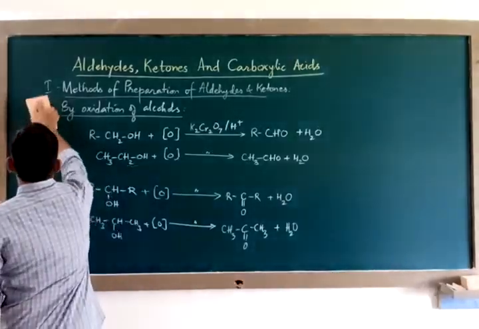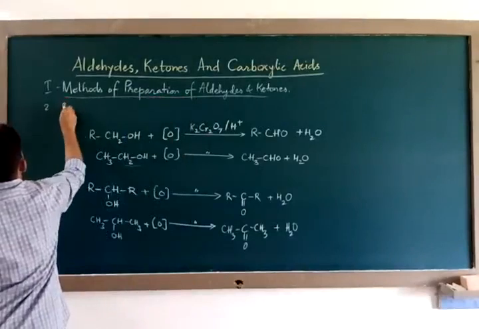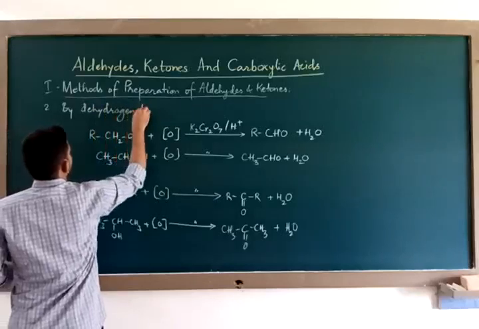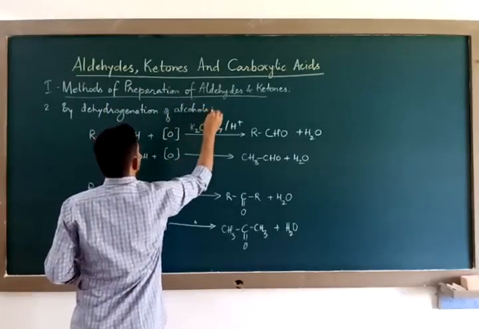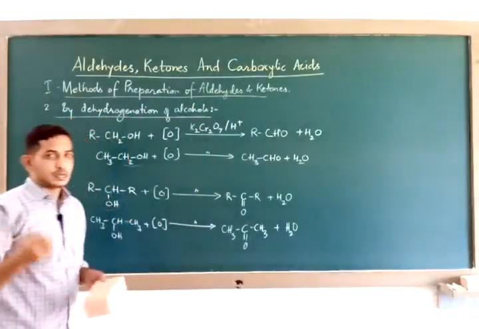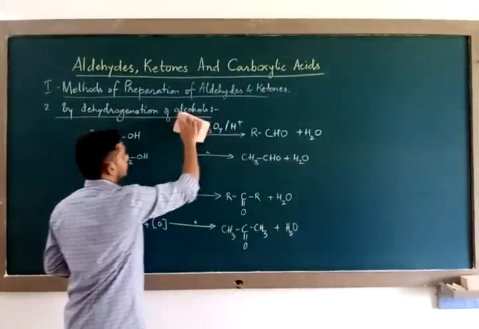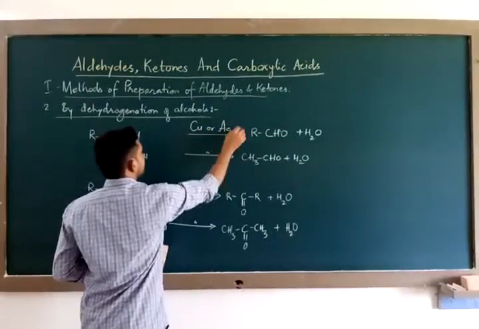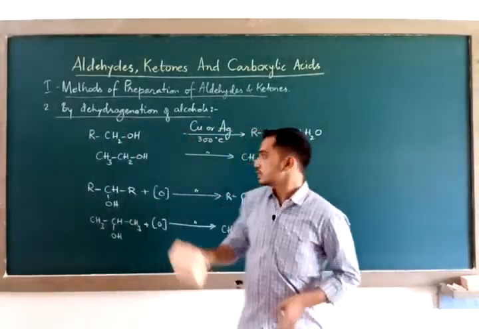Now for the second method, by dehydrogenation of alcohols. This also you have studied in the chapter of alcohols in their chemical properties. What changes here? Nothing is added. Instead, copper or silver catalyst is used and alcohols are heated at about 300 degrees Celsius.